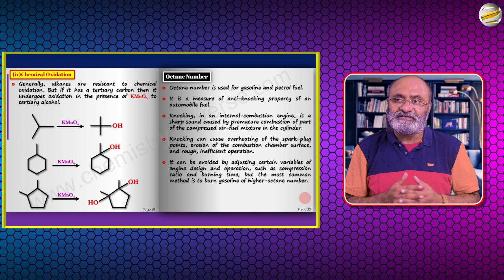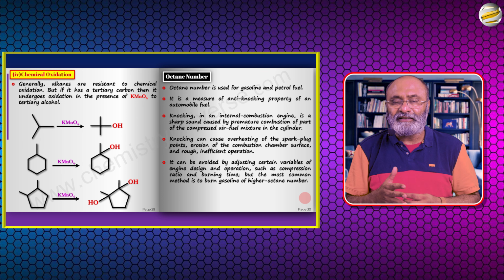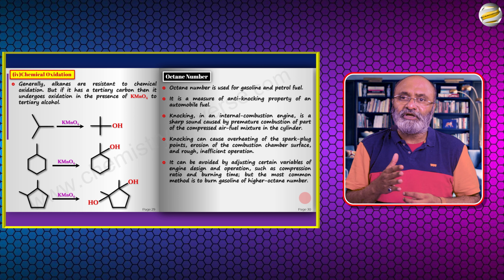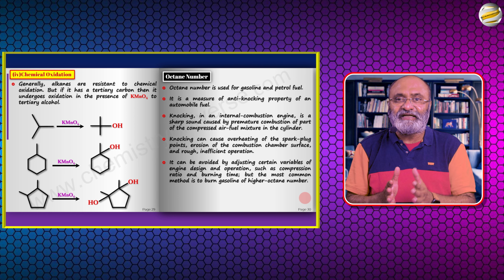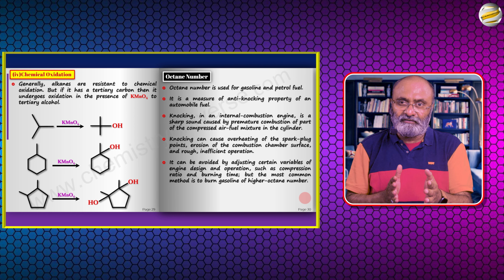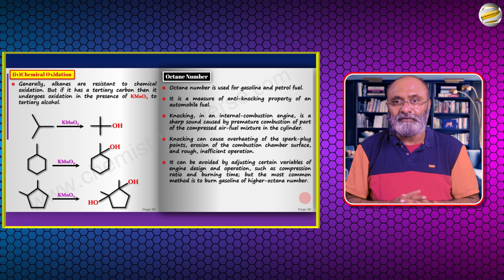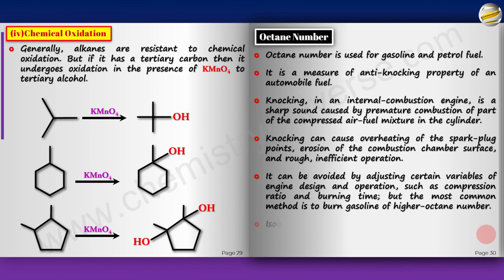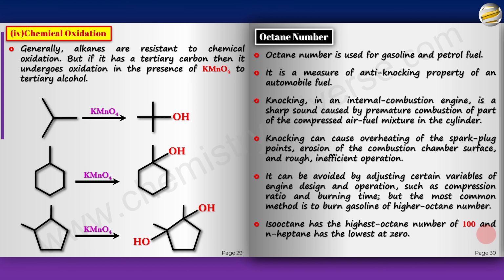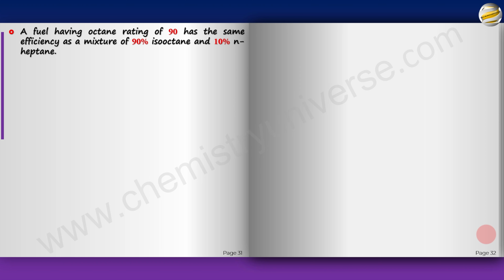It has an anti-knocking property of 0. So if a mixture is rated as octane number 90, it means it has the same knocking property as a mixture containing 90% isooctane and 10% heptane. So isooctane has the highest octane number of 100 and n-heptane has the lowest at 0. A fuel having an octane number rating of 90 has the same efficiency as a mixture of 90% isooctane and 10% n-heptane.